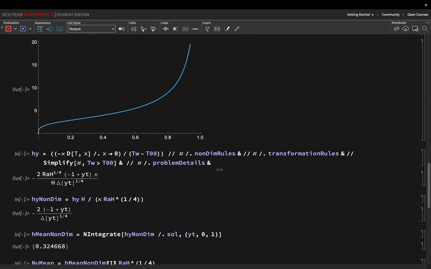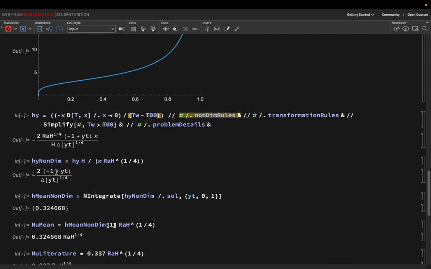But the most important thing is once I have the value of delta, I can use it to compute my heat transfer coefficient, which is minus k times del T del x at x equal to 0 divided by Tw minus T00. Make a note of this. Again, I have used the T00, the minimum temperature of air in the room, as my reference to compute the heat transfer coefficient or Nusselt number, everything. So do not use actual values. Then we get the non-dimensional heat transfer coefficient.